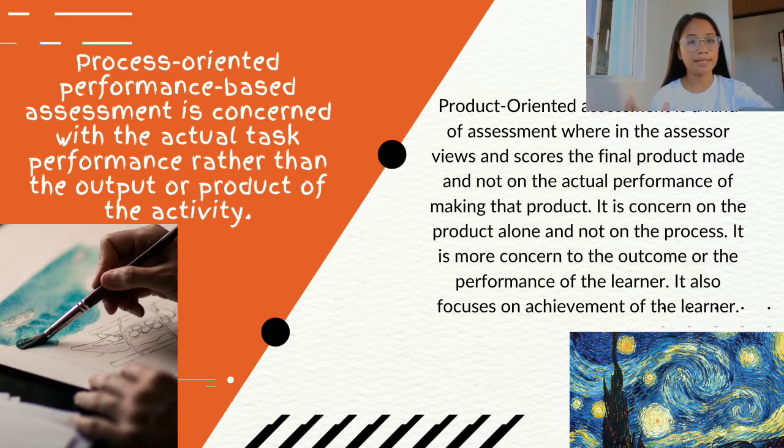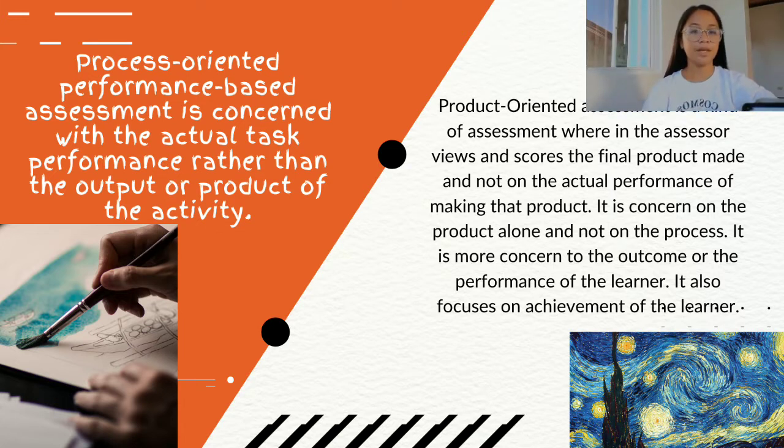Process-oriented performance-based assessment is concerned with the actual task performance rather than the output or product of the activity. Product-oriented performance-based assessment is a kind of assessment wherein the assessor views and scores the final product made and not on the actual performance of making the product. It is concerned on the product alone and not on the process. It is more concerned to the outcome on the performance of the learner. It also focuses on the achievement of the learner. So, in process-oriented, it focuses on the actual task performance, while in the product-oriented, it focuses on the outcome of a product.